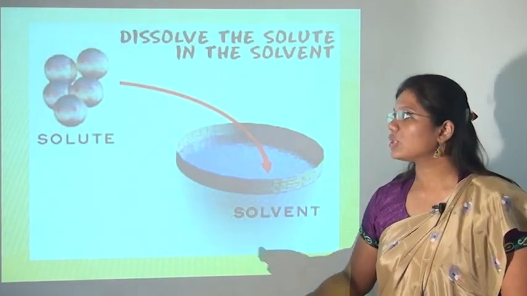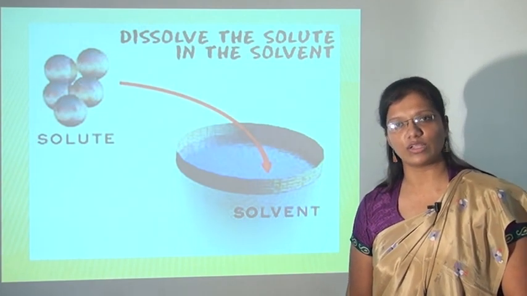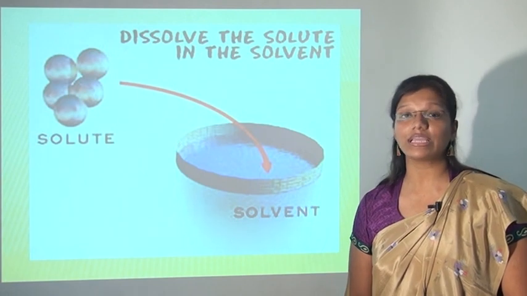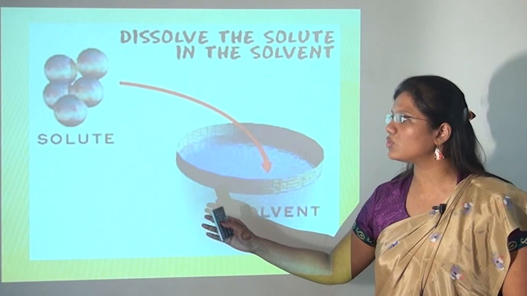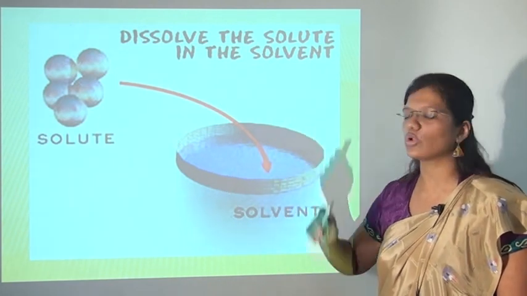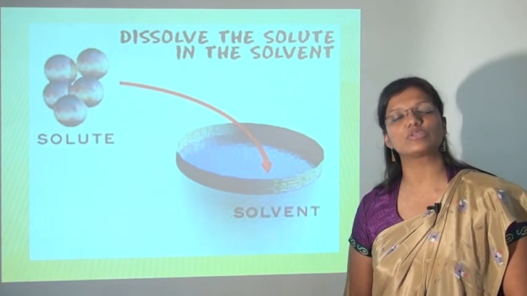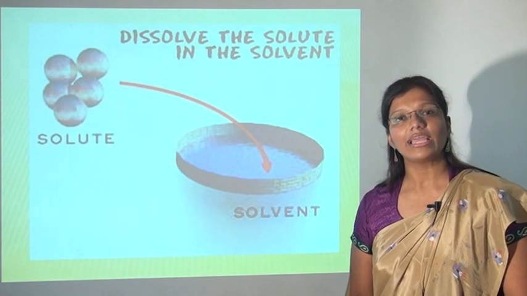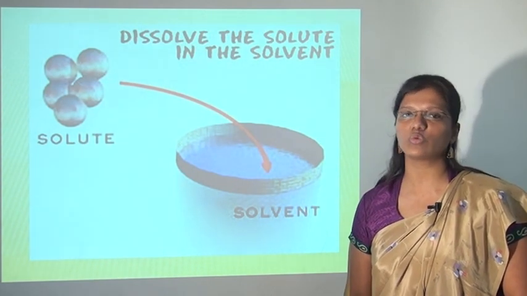Now, solute is the thing which is dissolved in the solvent, while solvent is the thing in which the solute has been dissolved. So here you can see that the solute is going to dissolve in the solvent. The thing which is dissolved in the solvent is known as the solute, while the one in which the solute or any other compound is being dissolved is known as the solvent.